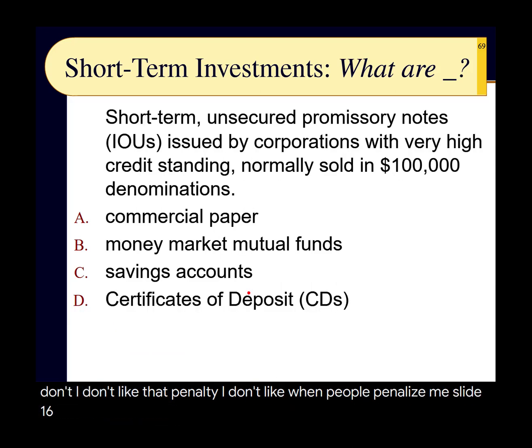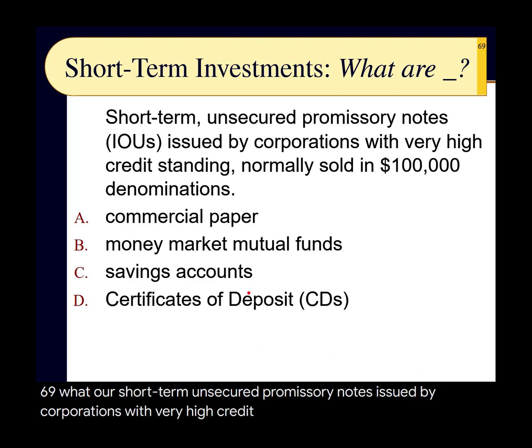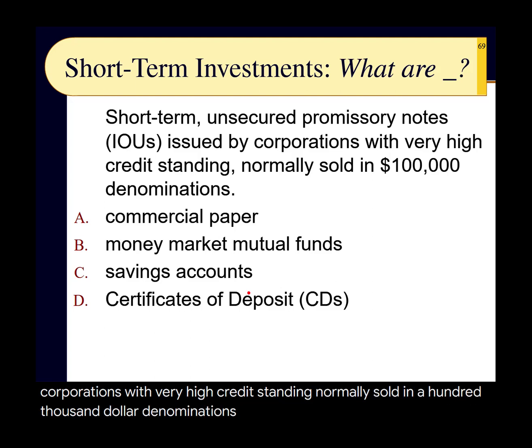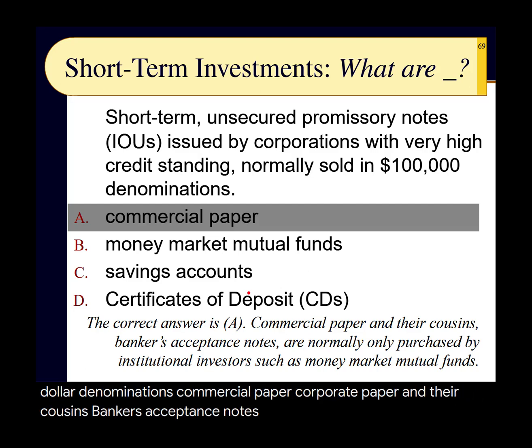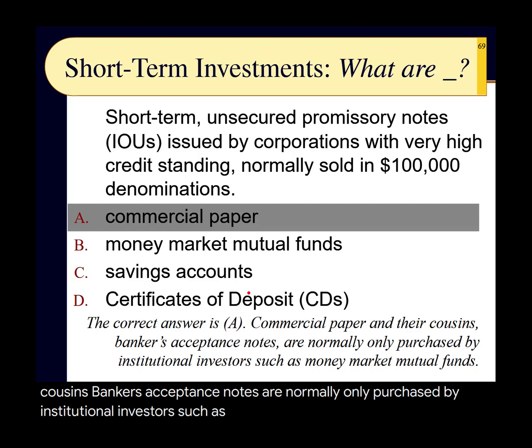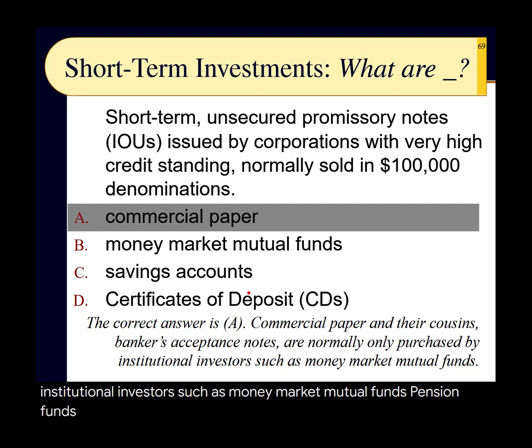Slide 69. What are short-term unsecured promissory notes issued by corporations with very high credit standing, normally sold in $100,000 denominations? Commercial paper, corporate paper, and their cousins, bankers' acceptance notes, are normally only purchased by institutional investors such as money market mutual funds, pension funds, life insurance companies. Life insurance companies are often called the invisible bankers.